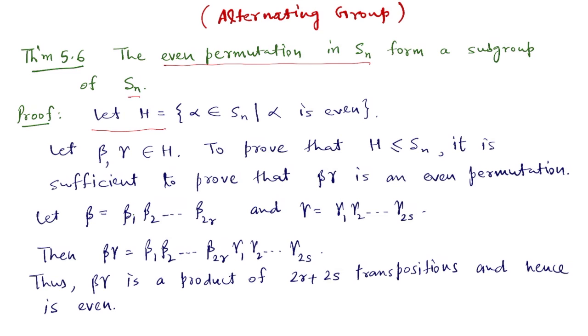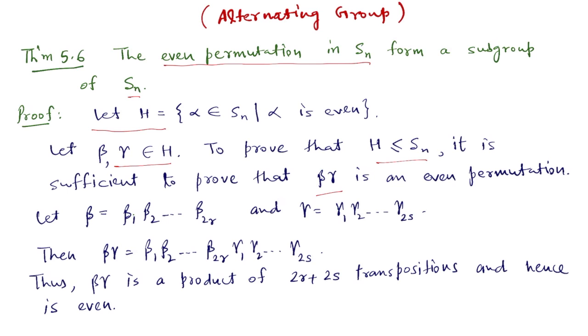To prove that H is a subgroup of Sn, we need to pick two elements in H and show that their product is again in H, because H is a finite subset. So let beta, gamma be two elements in H. So beta and gamma are even permutations. To prove that H is a subgroup of Sn, we have now to show that beta gamma is also an even permutation.